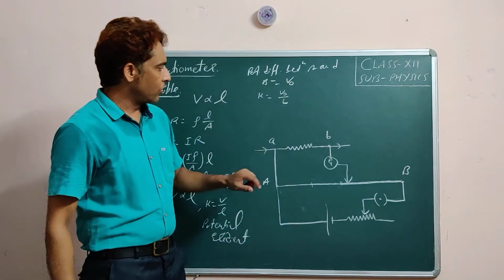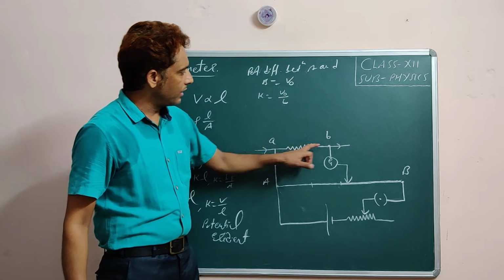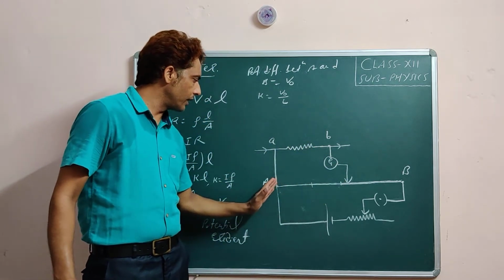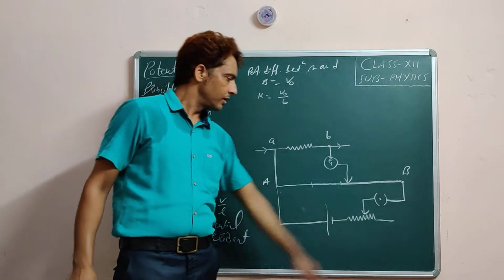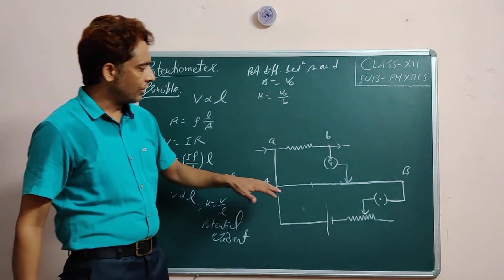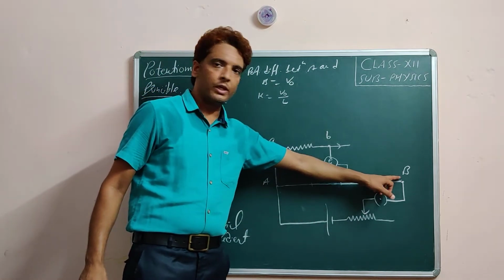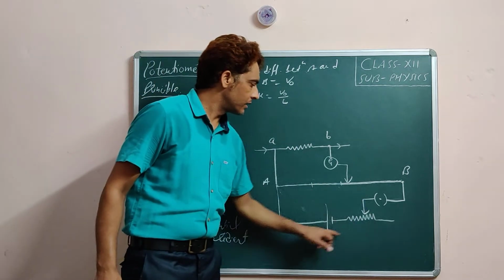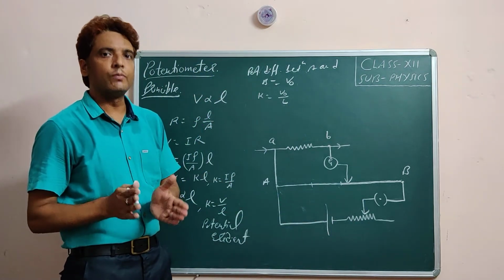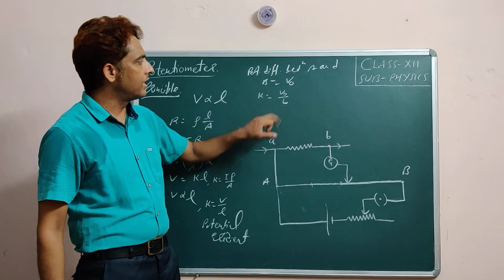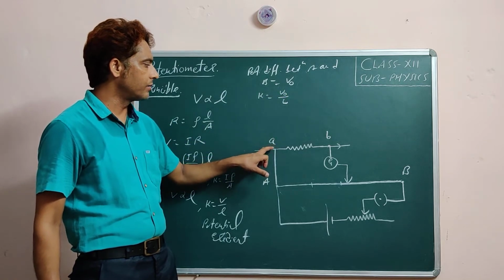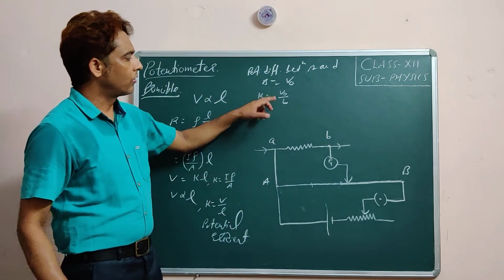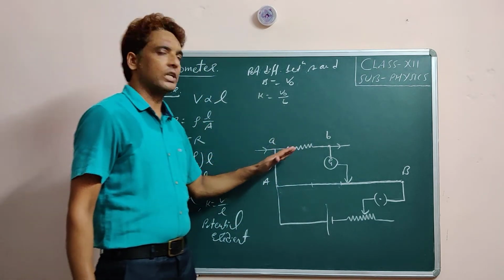Now, in order to measure potential difference between a and b, this jockey is slided from end A toward end B. So as I said, V naught is the potential difference between A and B due to this driving cell. So this is known as driving circuit. Now the potential difference which we have to measure should be less than V naught. Means here potential difference between a and b should be less than V naught. Only then we can measure the potential difference.